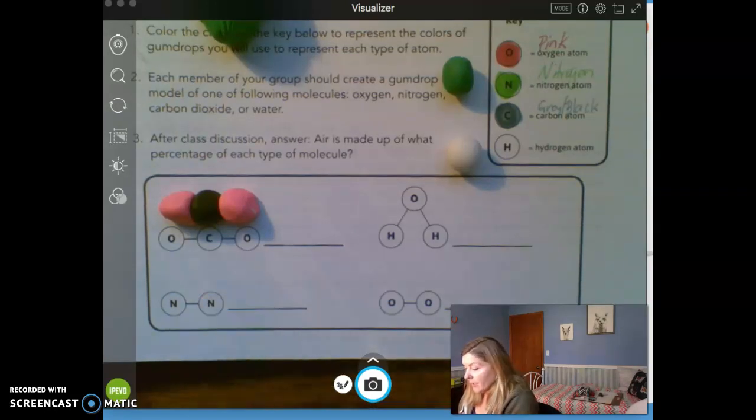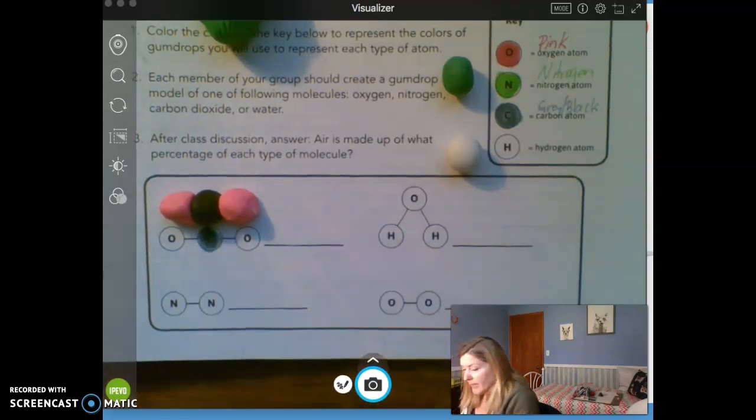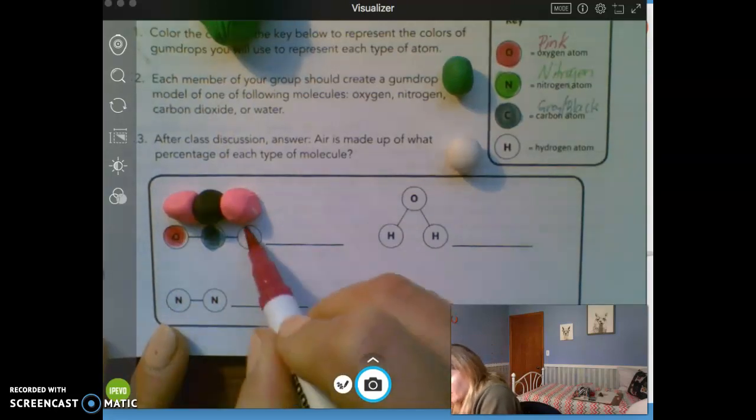Okay, so now that I have my model made, I'm going to color in my 2-dimensional model on my sheet of paper.